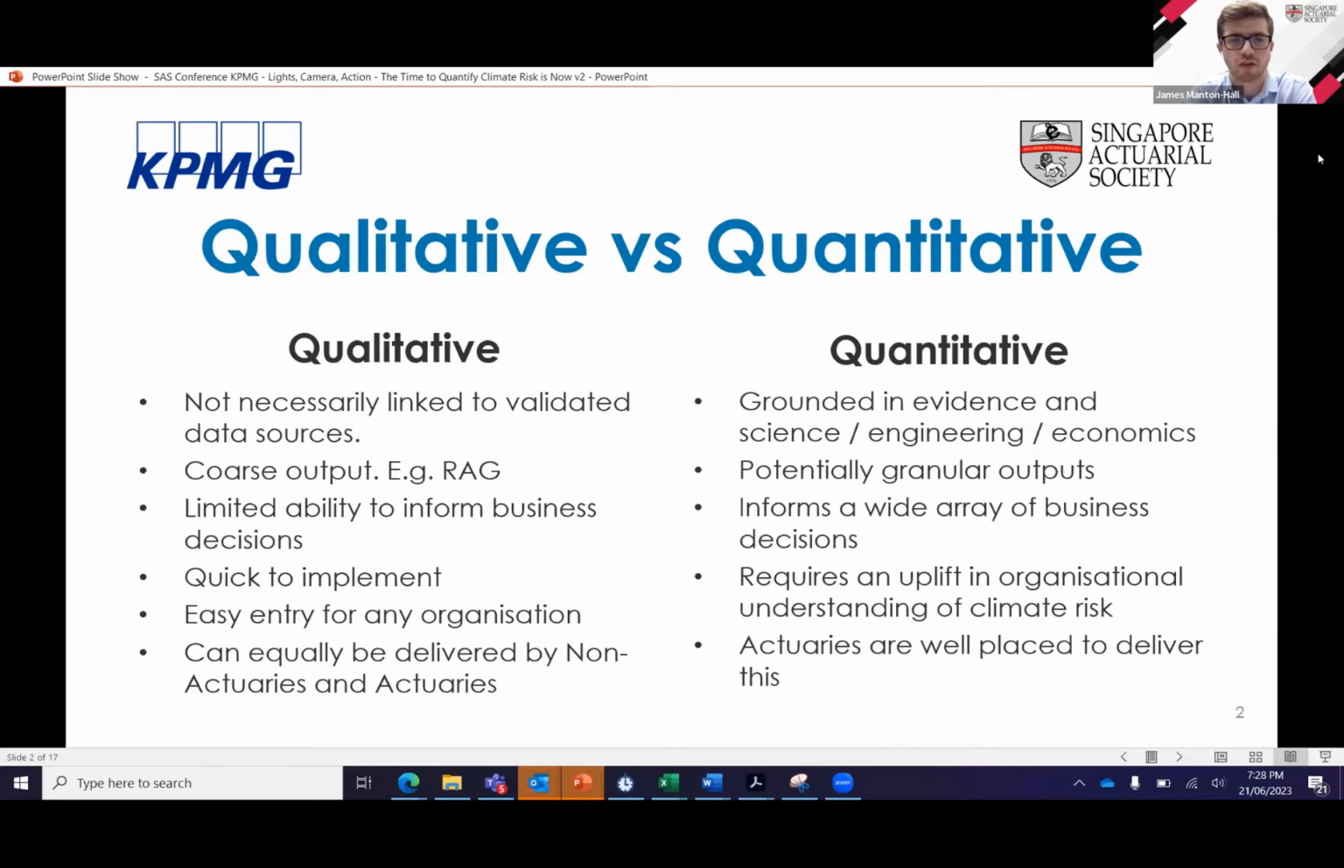And as you can see from the comparison, those lists, that obviously looks quite different. It's much more grounded in evidence, science, engineering, economics. The outputs which can come out of that analysis is a lot more granular. They are able to inform business decisions in a way that's a lot more practical once there are numbers behind things to inform decision makings. And it also requires a journey to uplift organisational understanding of climate risk from the level that they're sometimes at from an entry standpoint. And then finally, I think this is where actuaries are well placed to deliver climate risk analysis, even in non-traditional fields, so outside of the world of insurance, where we might typically play, given that we've got those skills to make things quantitative, where organisations might currently be looking at things through a qualitative lens.